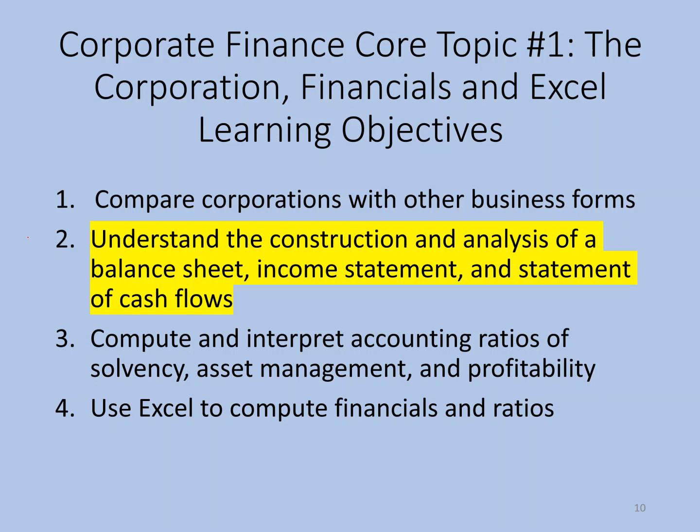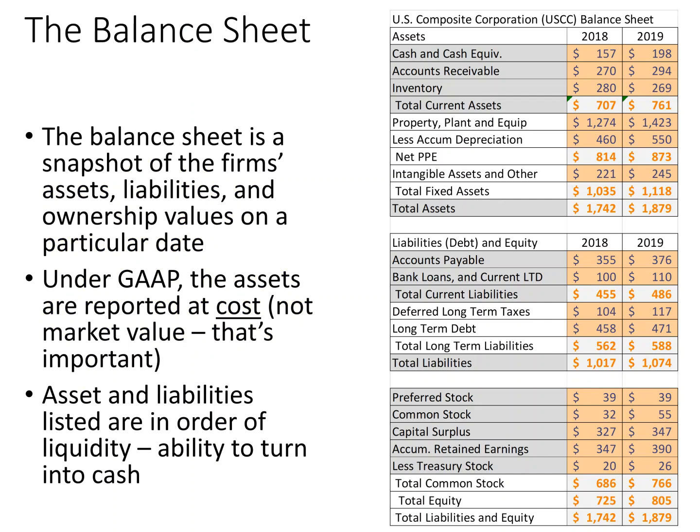We're going to go with Section 2, understand the construction and analysis of the balance sheet, income statement, and statement of cash flow. So we'll start with the balance sheet. The balance sheet is a snapshot of the firm's assets, liabilities, and ownership as of a certain date, say, December, the last day of the year in 2018 and 19.